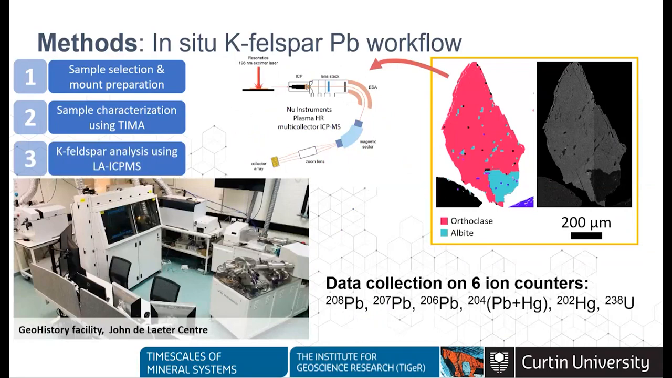At least for the smaller spot sizes, all masses are analyzed on ion counters. They include, of course, our lead isotopes, 202 mercury, which we need to correct for the isobaric interference on the 204 mass, and then also uranium, which is important, as I mentioned at the start. We're trying to get initial ratios, and we make the assumption that K-feldspar doesn't incorporate any uranium, and therefore lead ratios are not affected by radiogenic ingrowth. This way, we can actually validate this assumption for every single grain, every single spot we analyze.